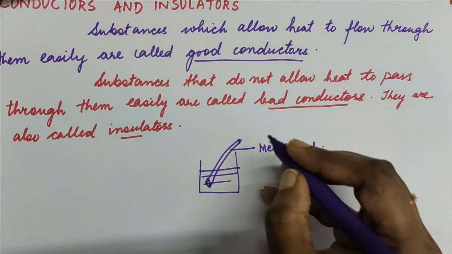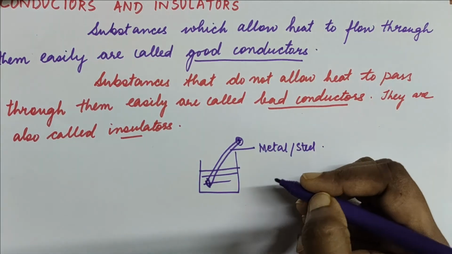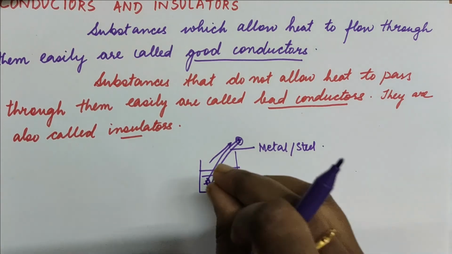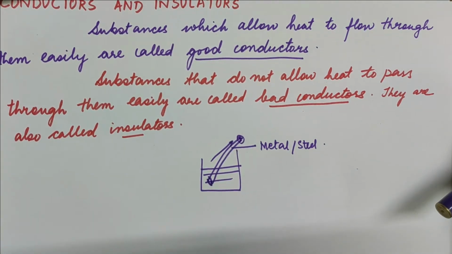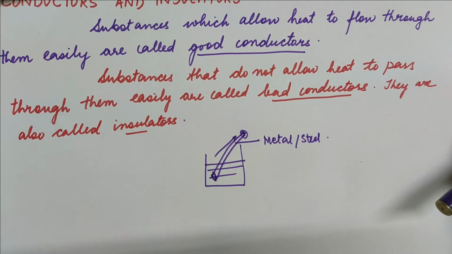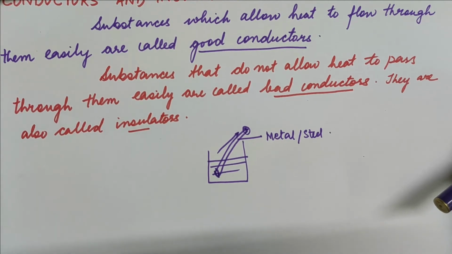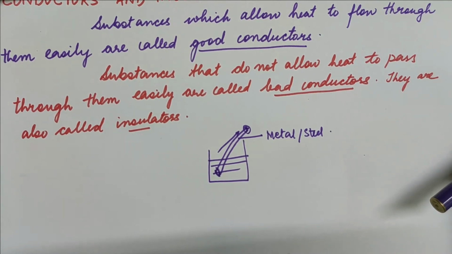Then you will see that after some time you are not able to hold it because the heat has transferred in the substance from one end to the other end. So this is the best example of conduction. That is why you might have observed that most of the time the spoons that we use to move our food have plastic handles or wooden handles so that the heat does not reach our hand. As you know, wood is a bad conductor of heat.